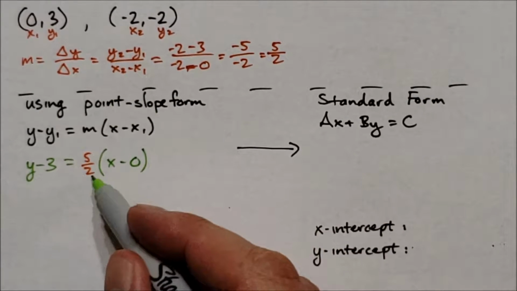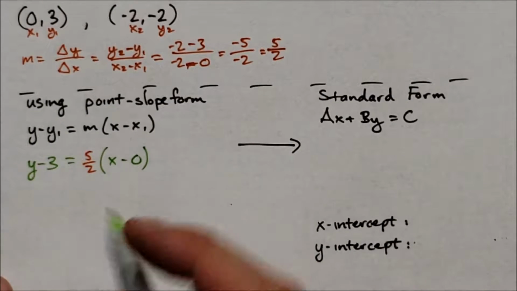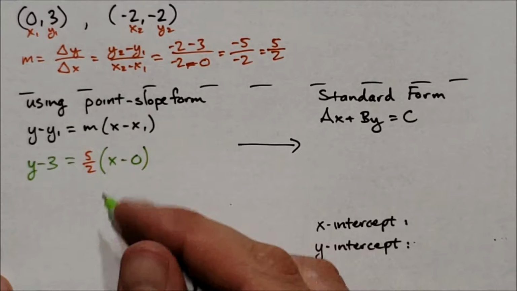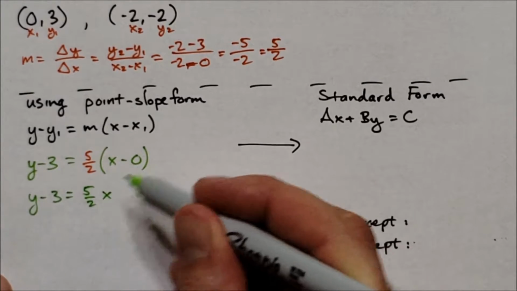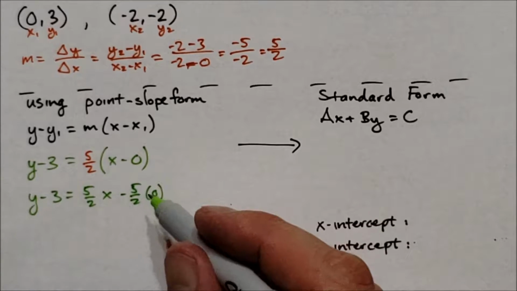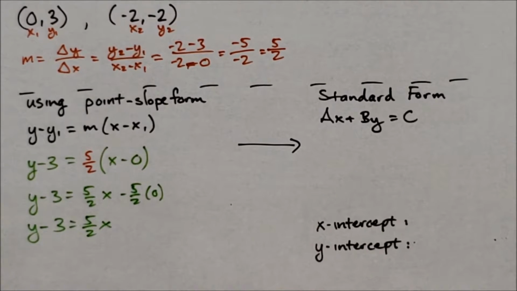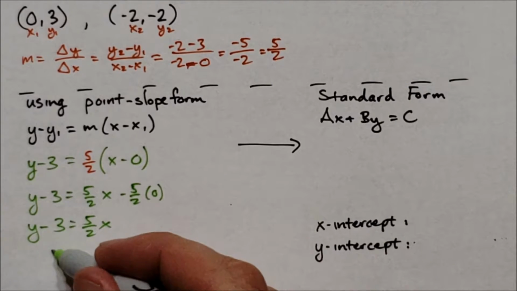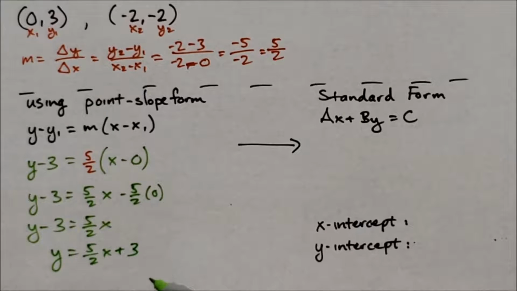So we're just going to distribute the 5/2 to both the terms inside the parentheses, and then we'll set this equal to y. So we have y minus 3 equals 5/2 x minus 5/2 times 0, which is just 0. So we have y minus 3 equals 5/2 x. We can add 3 to both sides, giving us y equals 5/2 x plus 3. It's convenient to write it in slope-intercept form for the ease of graphing.